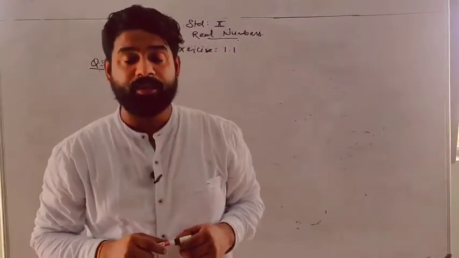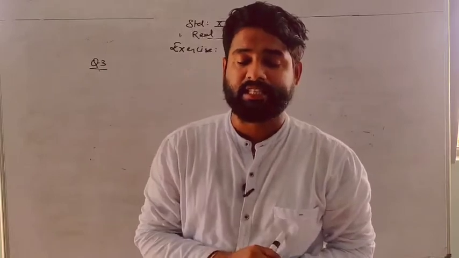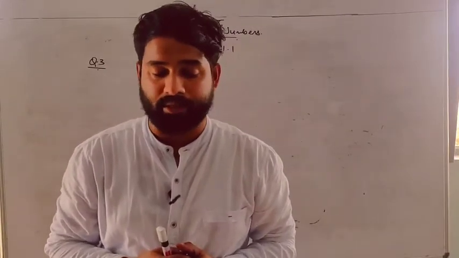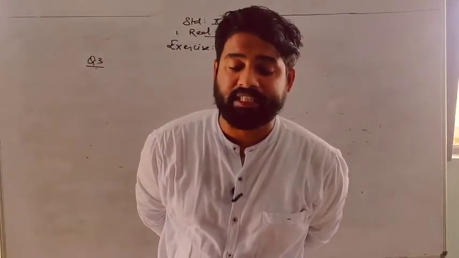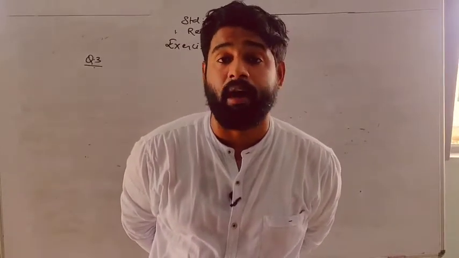Okay students, so question number 3, what does it tell you? An army contingent of 616 members is to march behind an army band of 32 members in a parade. The two groups are to march in the same number of columns. What is the maximum number of columns in which they can march?